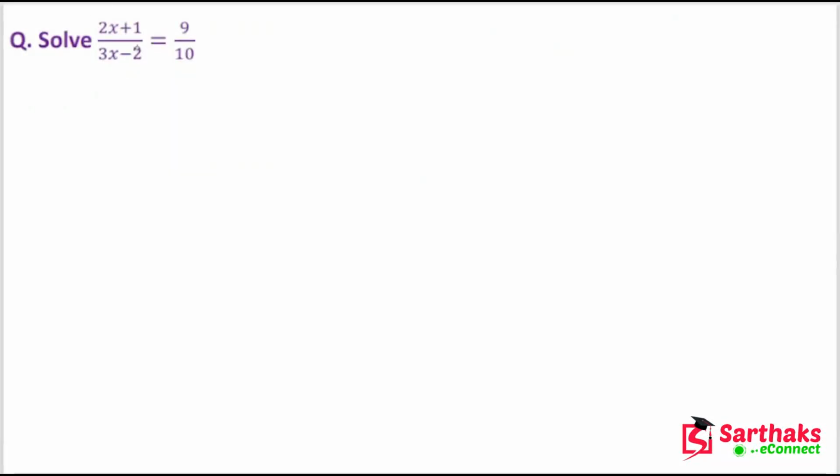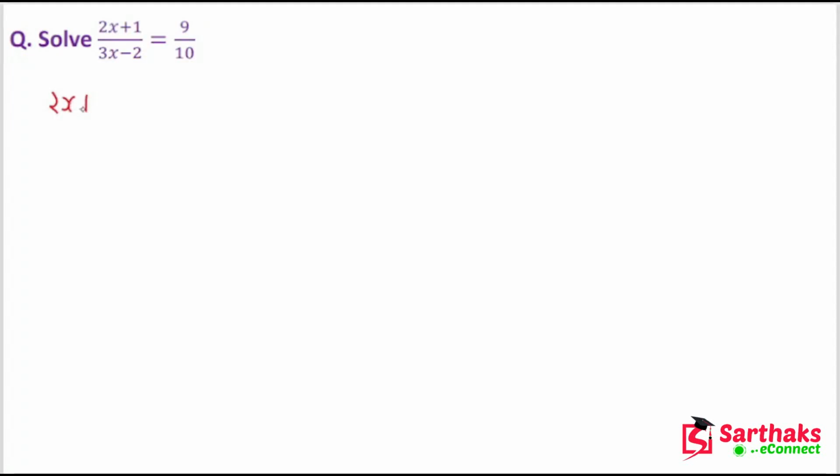Let the question be (2x plus 1) upon (3x minus 2) is equal to 9 upon 10. Now we have to solve it and find the value of x. So we can either use cross multiplication or we can multiply both sides by the LCM of this and this, that is 10 and (3x minus 2). Again, cross multiplication is easy.